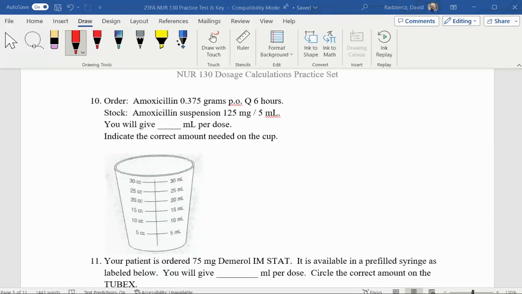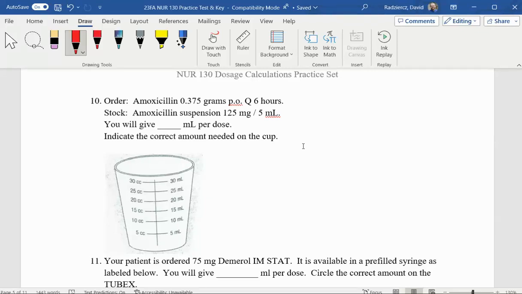All right. Okay, so I wrote 5 milliliters over 125 milligrams times 1,000 milligrams over a gram times 0.375 grams over 6 hours. Is that how you would have done it? You don't need to account for the time. The time is just part of how often you're giving the dose. So since you're only calculating per dose, you don't need to worry about the 6 hours.